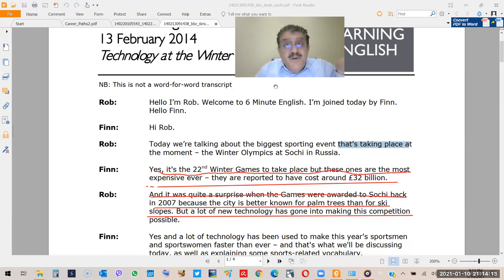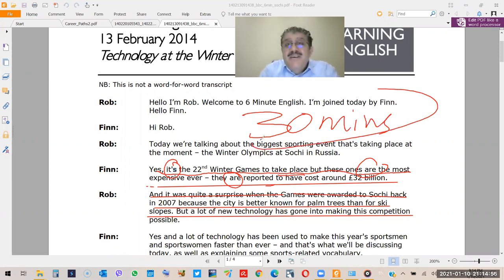Okay. Why is this program important? Because you have input, listening input and reading input. So you have the audio with the visual. Of course, the audio and visual work together. And we have here, look, we say, yes, it is. So you can see here, we can use the present simple. It is the games to take place, infinitive, are the most expensive ever. They are reported. So you have present simple, you have present continuous, you have all the tenses. Input, of course, if you have input, I need listening 30 minutes every day, 30 minutes only.